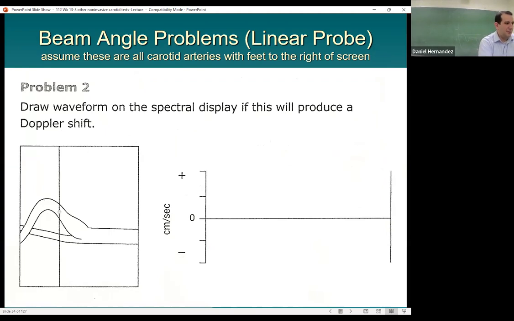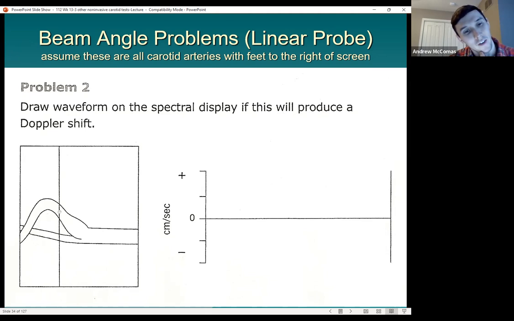Draw a Doppler waveform on the spectral tracing that would produce this Doppler shift. So positive or negative? It's at 90 degrees. That's no good, right? Is it 90 degrees to the vessel? I guess not. Yeah, okay.